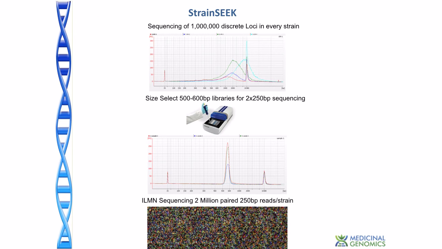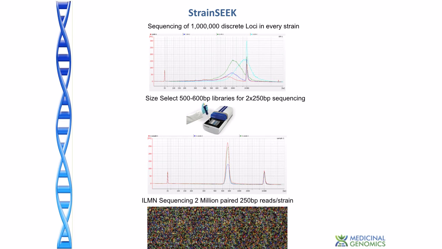Well, we have this process called Strain-Seq at Medicinal Genomics where we sequence about 1 million discrete loci in every strain, same loci in every strain. It's using a technique known as RAD-seq, which is a restriction enzyme digestion of the genome. By doing this, what you effectively do is you anchor all of your reads next to restriction sites and you focus the read depth there. So it's kind of like getting high coverage readouts of the first page in every chapter of a book.